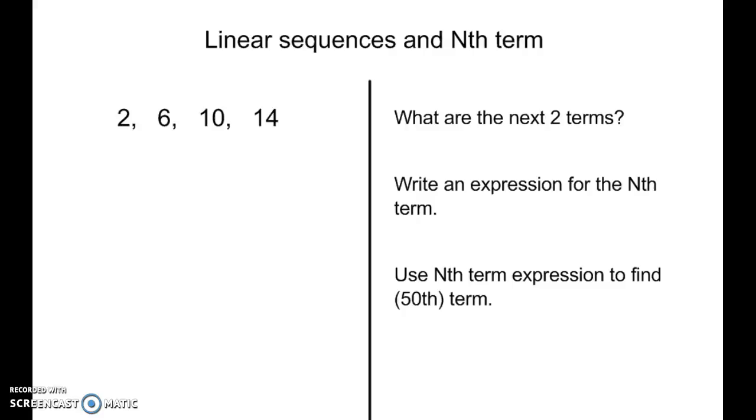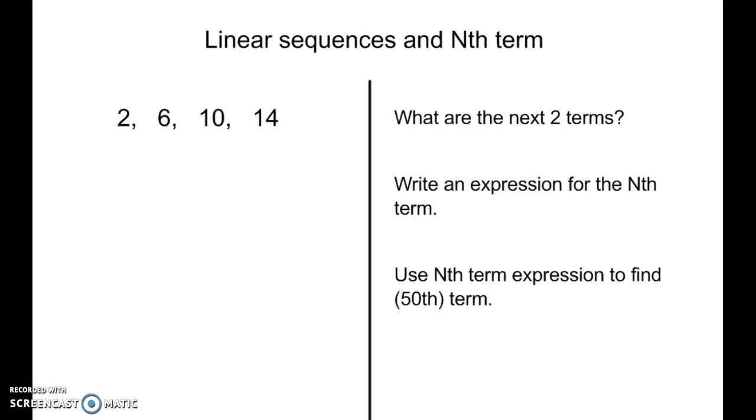Welcome to this GCSE Maths revision video on linear sequences and nth term. A linear sequence is just a set of numbers that goes up or down by the same amount from one term to the next. On the left hand side of the screen, here's an example of one, and on the right hand side of the screen are the typical questions that you would be asked at GCSE level. So let's take a look.